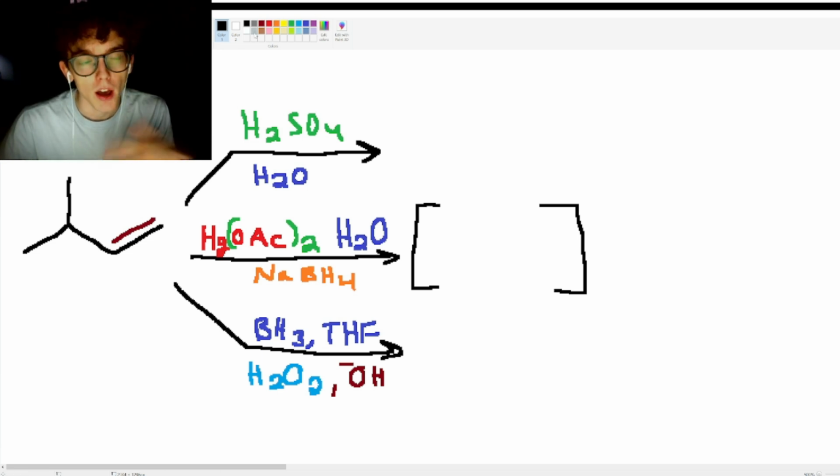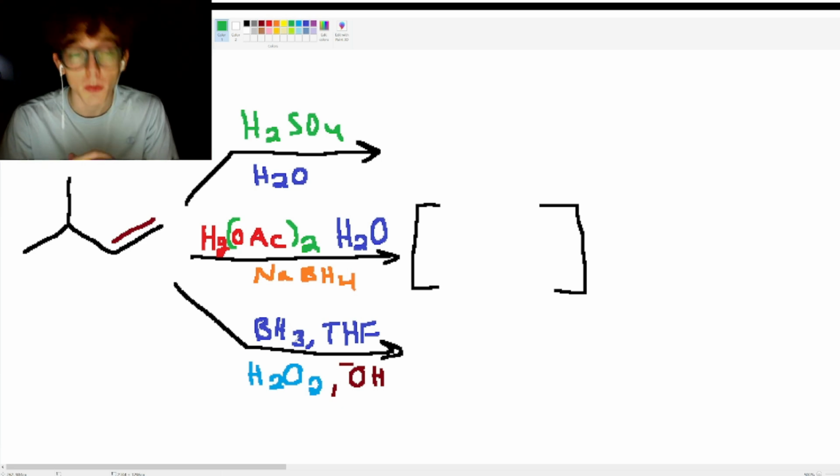So how can we predict our product here? Well, I want to just draw the mechanism for each, very basically. We won't get into the hydroboration oxidation. That one is extremely complex.